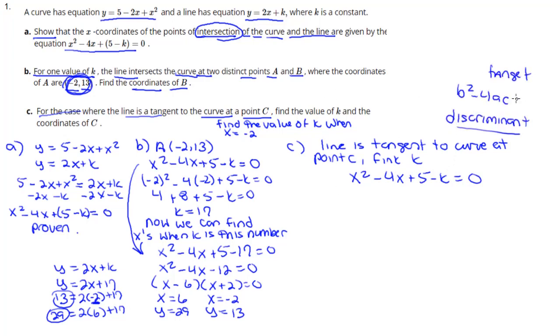And when we're talking about this, we're looking at the discriminant, and the discriminant is going to equal 0 when it's tangent. So what I want you to do is take a look at that quadratic equation that we made, use the discriminant, make it equal to 0, and then solve for k. Then tell me what k is, and start back up again.